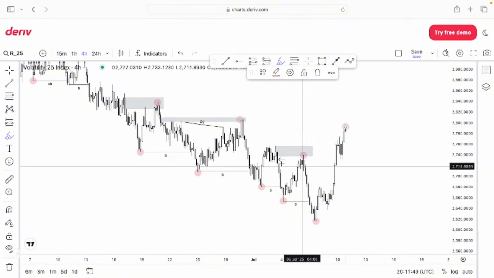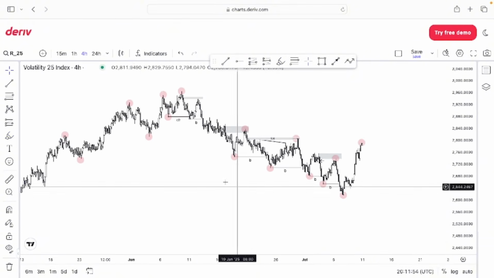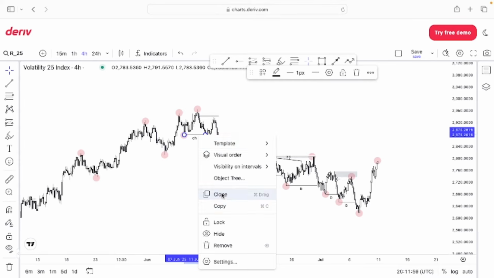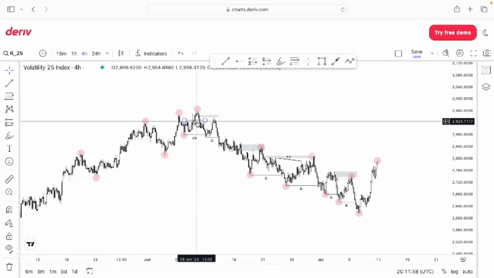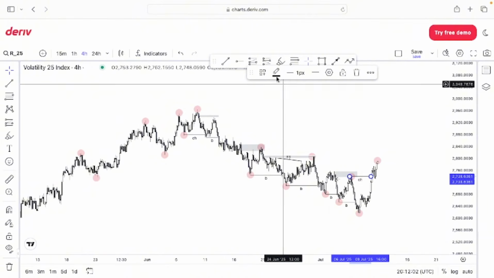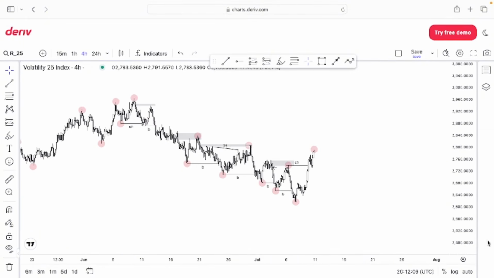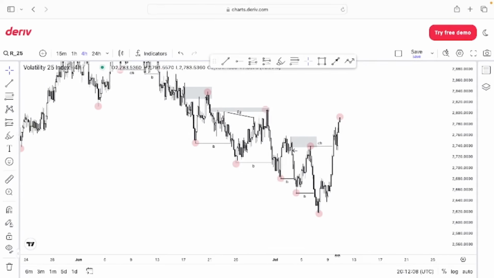Then the market decided to create a higher high, which confirms a change in trend. So right now we're going to take this change of character and just put it around this point here, just like that. It means that we have a change of character, which means we are no longer looking for sales. Instead, we're going to look for buying opportunities.